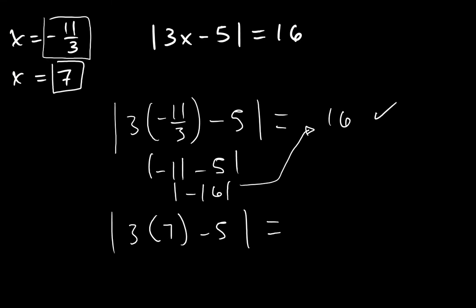And on the other one, no fractions, so less anxiety for most of us. 3 times 7 is 21, and then 21 minus 5 is 16. And so we're looking at the absolute value of 16, which is obviously 16. So both of those check, right? The absolute value of 3x minus 5 is 16. That equation has two solutions. Either x is negative 11 thirds or x is 7.